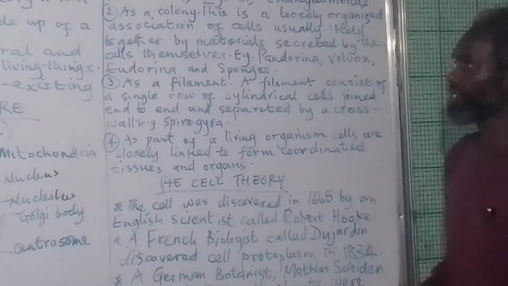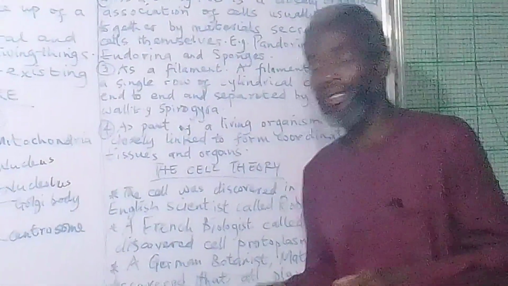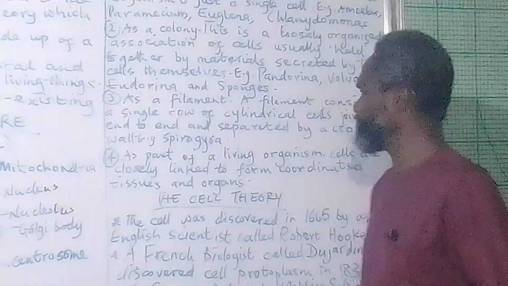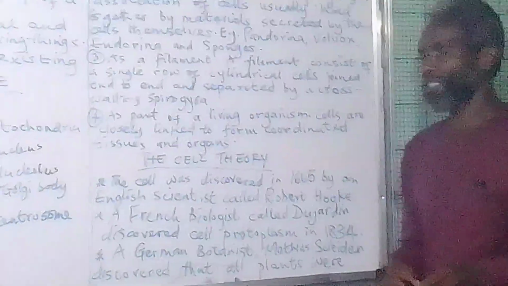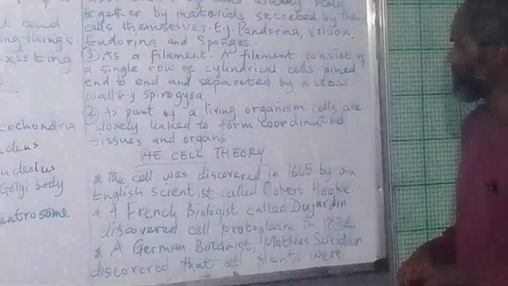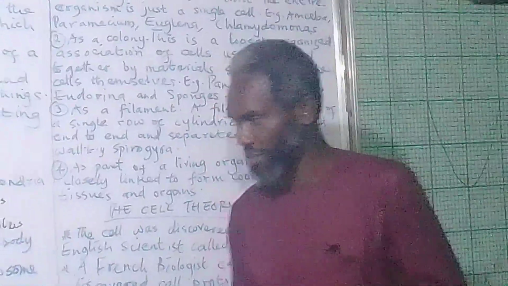Then cells can exist as a filament. A filament consists of a single row of cylindrical cells joined end to end and separated by a cross wall. An example is the spirogyra. Cells can also exist as part of a living organism. That is, cells are closely linked to form coordinated tissues and organs.